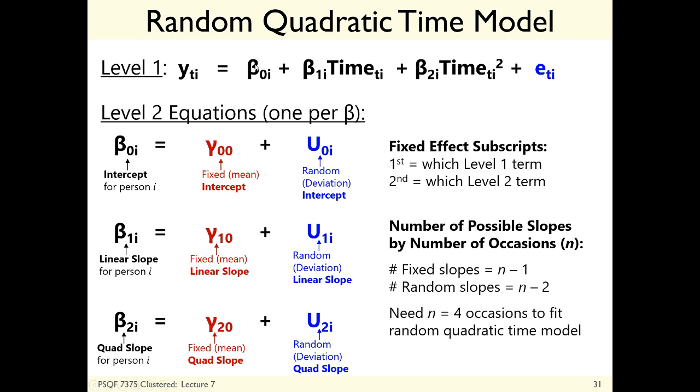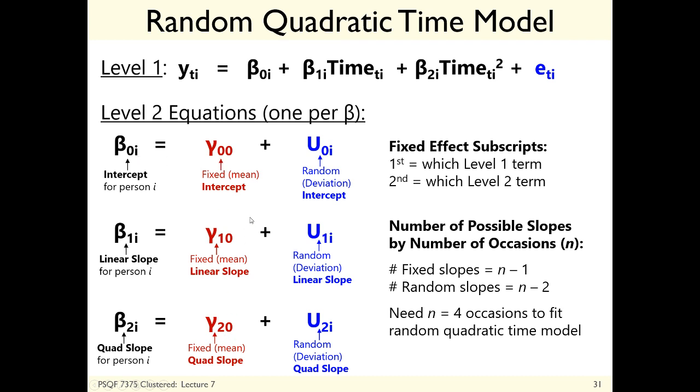So at level 1, I have 3 betas: an individual intercept, an individual linear slope, and an individual quadratic slope. Because I have 3 betas at level 1, I need 3 level 2 equations. Each one, the first term refers to which beta we're talking about. The second of the subscripts refers to the order in the level 2 equation.